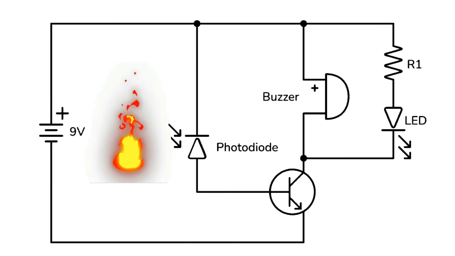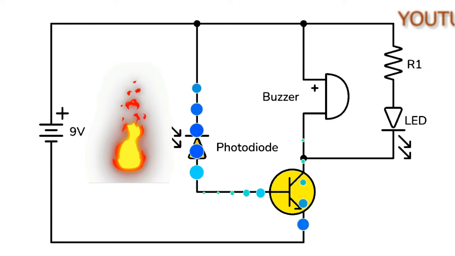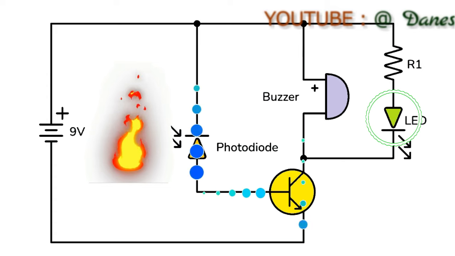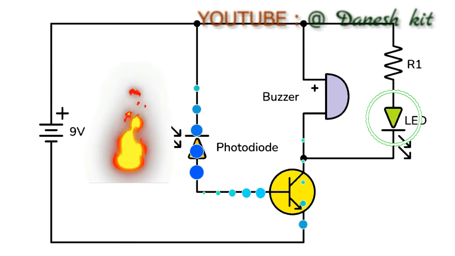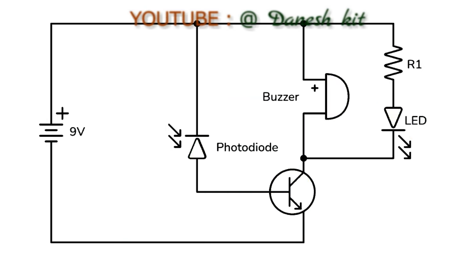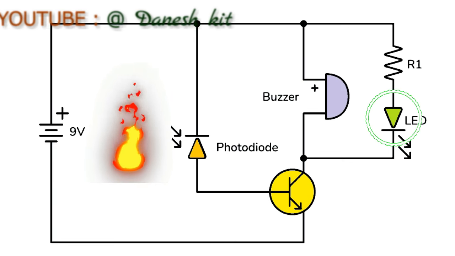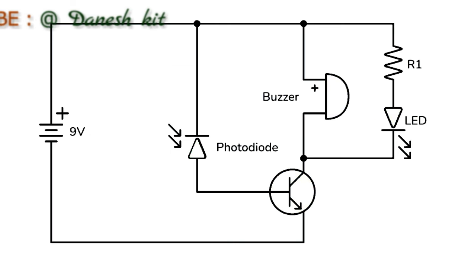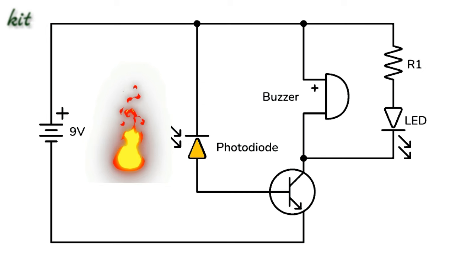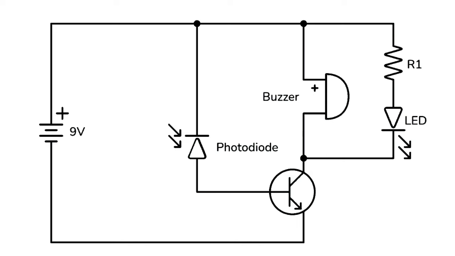When IR light from a fire falls on the reverse-biased photodiode, a current flows through it. This triggers the base terminal of the transistor. The BC547, which was previously off, switches on and starts conducting current between its collector and emitter terminals. This current also flows through the buzzer, producing an alarm and triggering the LED to glow. The LED resistor pair is there to add a light indication in addition to the sound from the buzzer. If you want to keep the circuit simple, feel free to skip it.